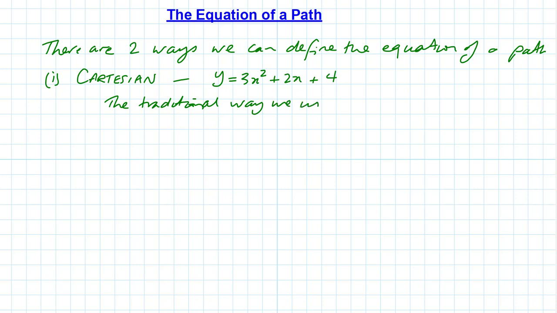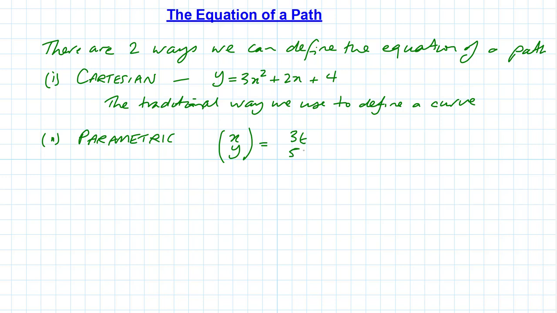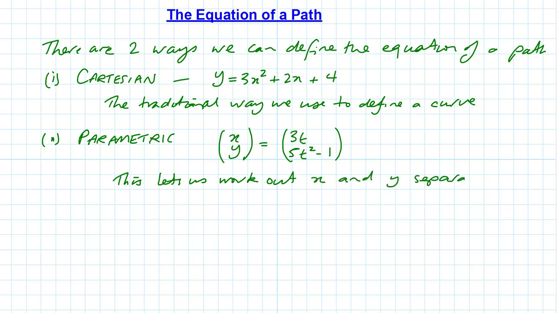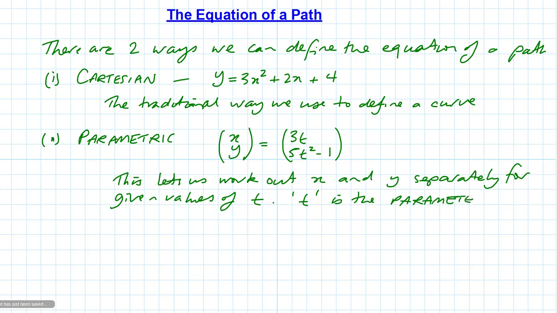With the parametric equation, your x and y terms are defined separately in terms of a parameter, usually t, but it doesn't have to be t. So for any given value of t, we work out what the x value is and what the y value is, and we can plot the point. This allows us to work out the x and y separately. We do parametric equations in year 13 as part of the normal maths course, so really this is just a quick overview of what we're doing here.